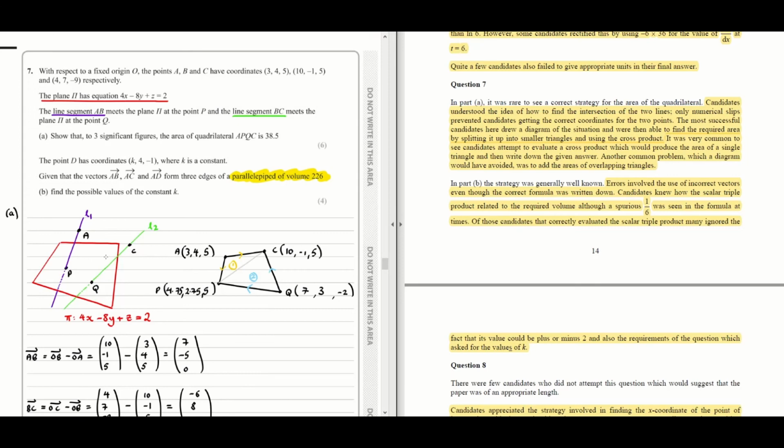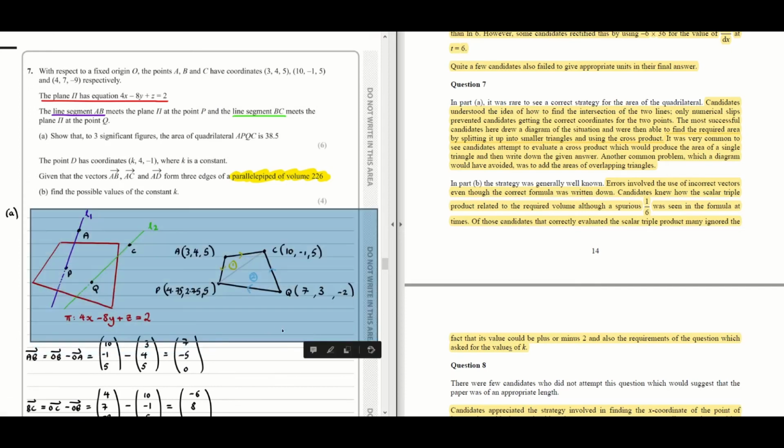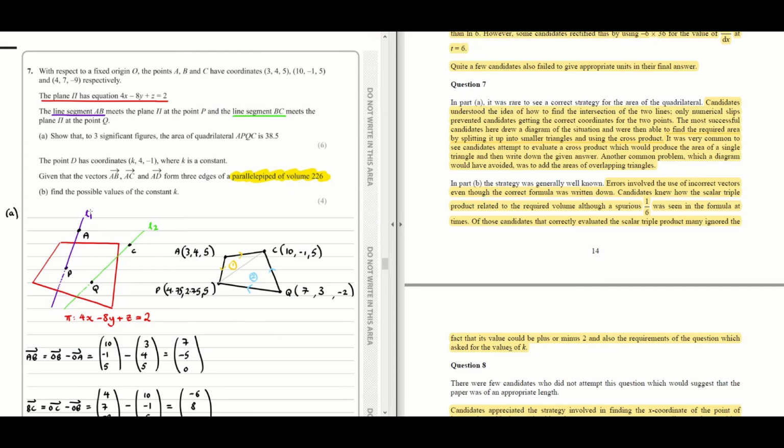Question 7 was concerning finding the area of a quadrilateral. This seemed to give people a lot of problems, especially those who did not draw a diagram. A lot of people were happy with finding the intersection point between the lines and the plane to find the coordinates of P and Q, but the problem was basically over here. If you didn't draw a diagram, it was very difficult to see what's going on.